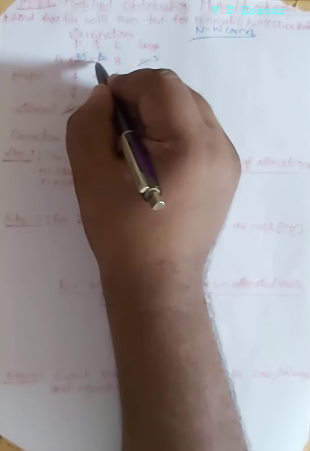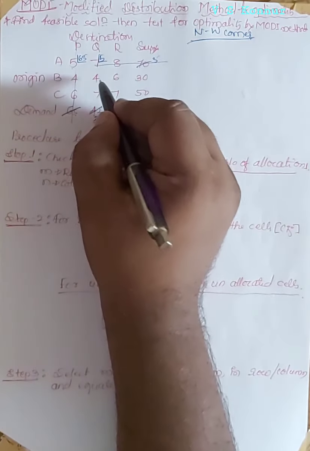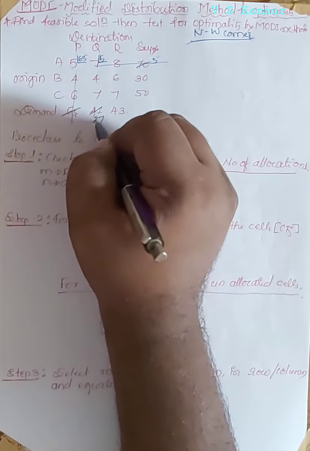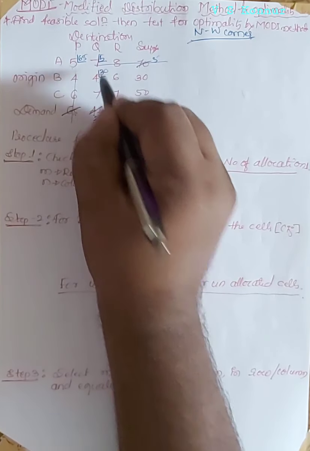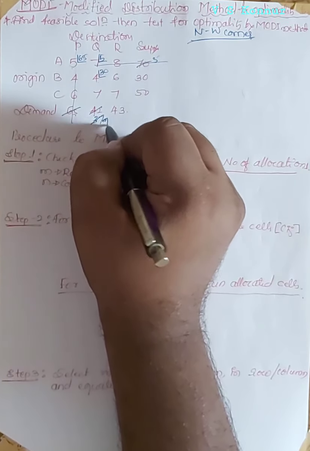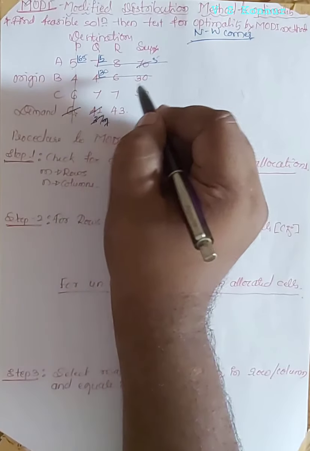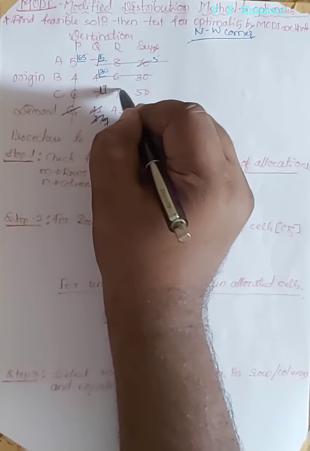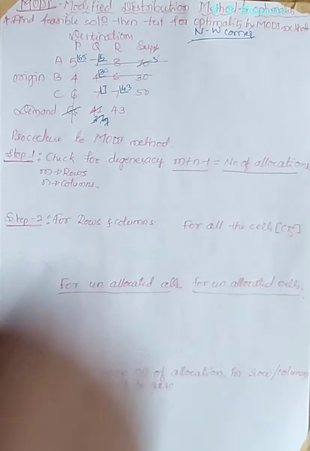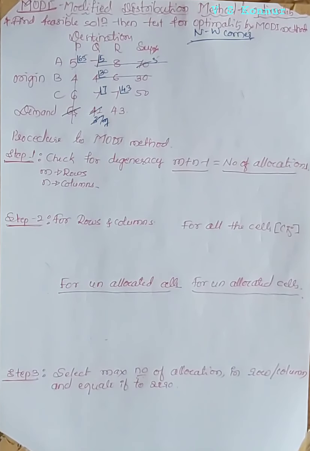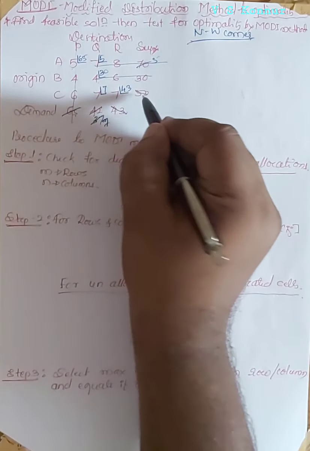37 we will get. This will be eliminated, and then for this 4, 30 and 37 are compared. 30 will be allocated, so we are left with 7, and this will be eliminated. Finally we will allocate 7 here, and we will get 43 here. 5 allocations we got: 5 into 65 plus 7 into 5 plus 4 into 30 plus 7 into 7 plus 7 into 43. So 43 is satisfied.